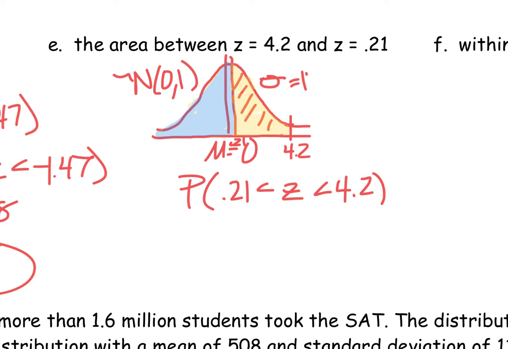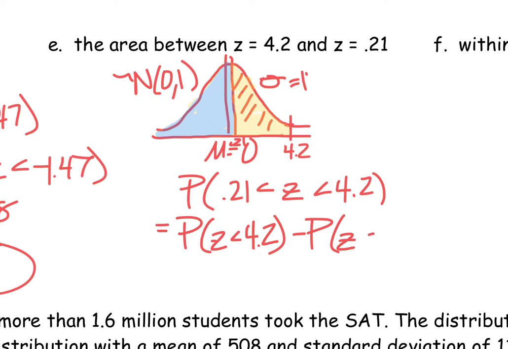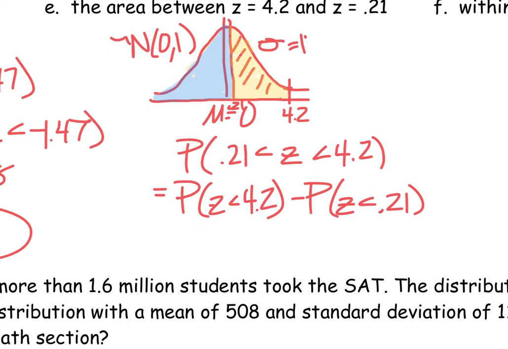So in terms of notation, we're going to find z is less than 4.2, and we're going to subtract away the proportion that z is less than 0.21. We're really just breaking down that compound inequality and splitting it up into the subtraction problem that we're going to do. So we'll get those two values.